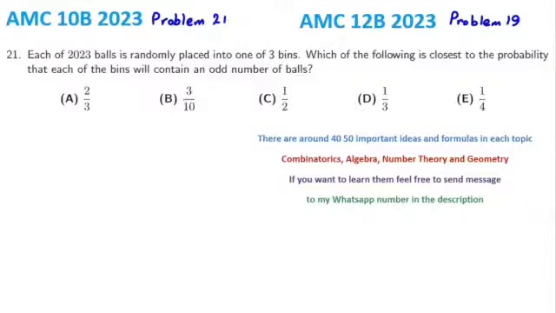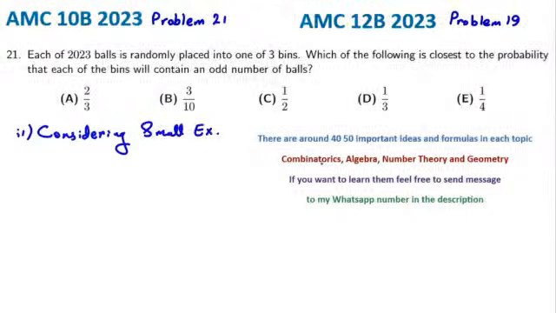Problem 21 of 10B and 19 of 12B, AMC 2023. It says each of 2023 balls is randomly placed into one of 3 bins. Which of the following is closest to the probability that each of the bins will contain an odd number of balls? Okay, when you see problems like this, a bit harder than other problems, I said the most useful idea is what? Before the exam, considering small examples, okay?